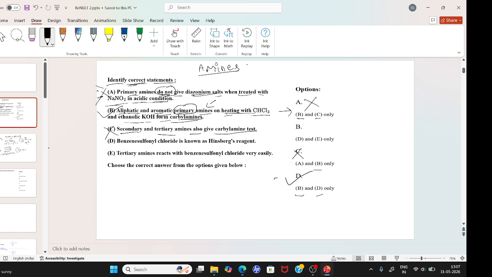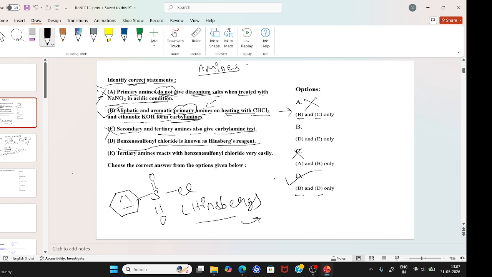If we look at the other statements also, benzene sulfonyl chloride is known as Hinsberg reagent. So yes, Hinsberg reagent is basically PhSO2Cl. This is your Hinsberg reagent. And basically in Hinsberg reagent, you know that primary amines give adducts which are soluble in base. I will teach Hinsberg detection tests in great detail. But since this is a question solving session, you just know this, that this is the Hinsberg reagent which reacts with amines.